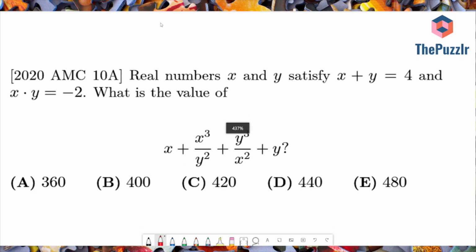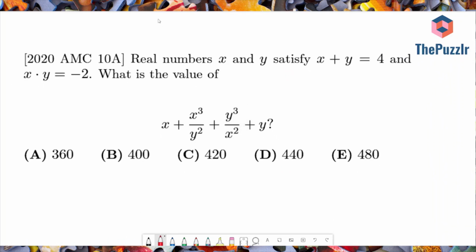Let's look at a problem from a more recent test, the 2020 AMC 10A. Real numbers x and y satisfy x plus y equals 4 and x times y equals negative 2. What is the value of x plus x cubed over y squared plus y cubed over x squared plus y? Okay, so how would we go about tackling this problem? Let's take a look.